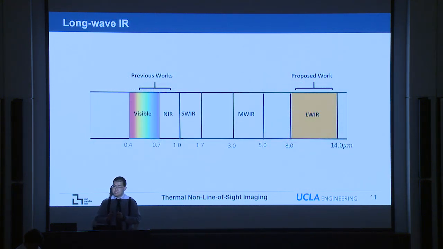The main uniqueness of our approach is the use of long-wave IR. Previous works on non-line of sight imaging used visible light or near IR. We use wavelengths between 8 micrometers and 14 micrometers. From now on, I will pass this presentation to my co-author Tomo from Boston for more details of how we exploit the unique properties of long-wave IR for non-line of sight imaging.